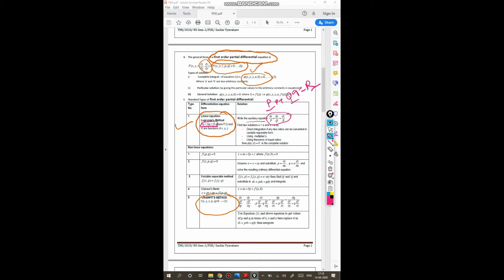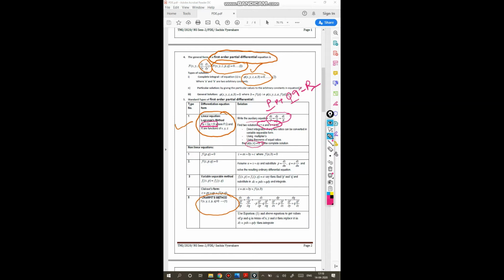Now in this auxiliary equation, there is not a unique method. That's the problem actually. There is not a unique way to solve Lagrange's equation. You have to think differently every time, and you have to see how to get two solutions. Once we get two solutions, like u is equal to a and v is equal to b, u is equal to constant and v is equal to constant, then phi of u, v equal to 0 is a complete solution. So the final answer we always write in terms of one arbitrary function.